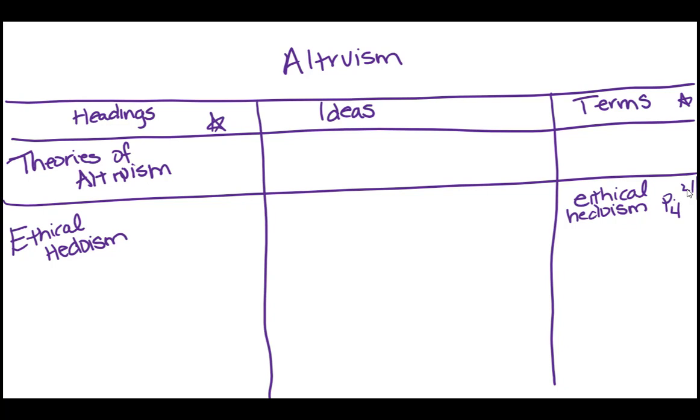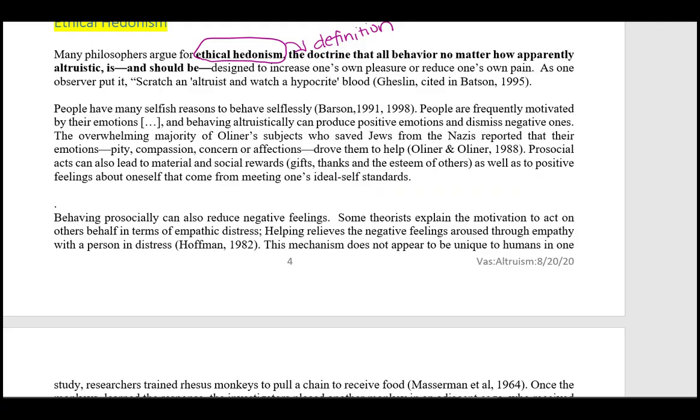So now it's time to go back and read through that section, because now what I want to be looking for are those main ideas. So let's go do that. And again, just because I'm using the HIT strategy doesn't mean that I don't want to annotate. So you're going to see that sometimes we're using these strategies in conjunction with one another. "So many philosophers argue for ethical hedonism, the doctrine that all behavior, no matter how apparently altruistic, is, and should be, designed to increase one's own pleasure or reduce one's own pain. As one observer put it, scratch an altruist and watch a hypocrite bleed."